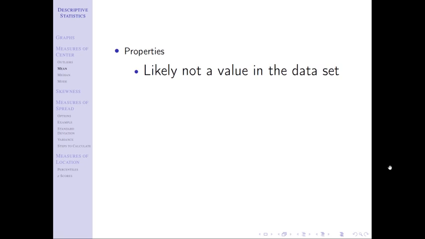They often aren't. What's the average family size, right? The average family is 2.3 kids. You can't have 2.3 kids. That's the way means work. They don't have to be values in the data set, no big deal.